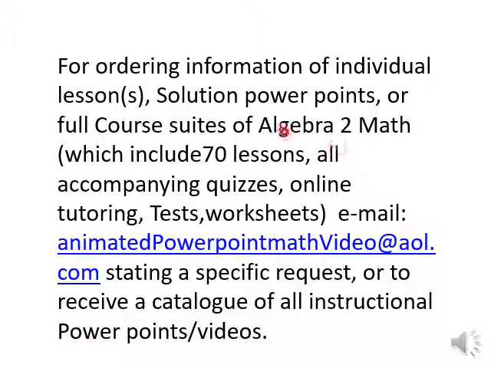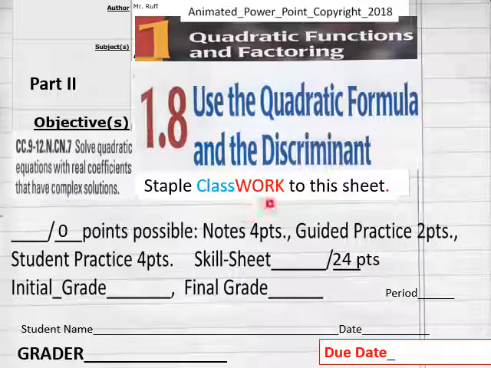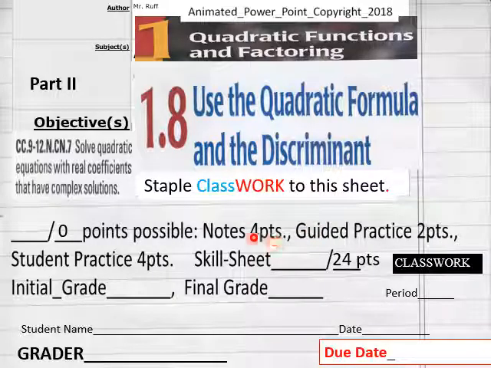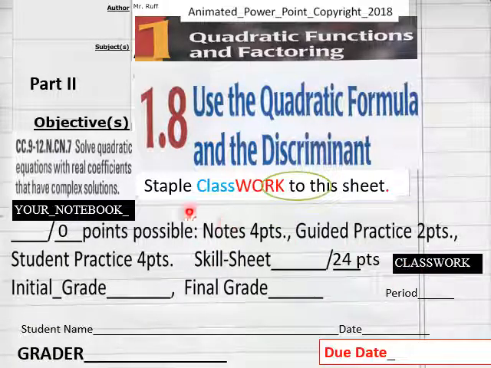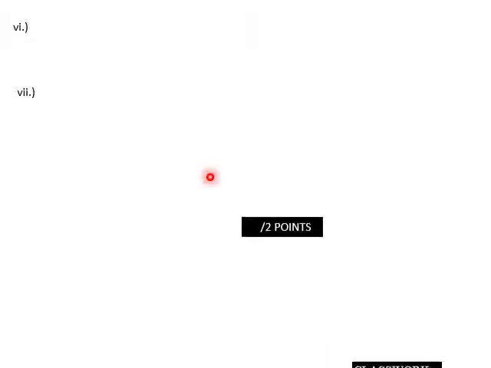Hello everybody, getting ready to do Algebra 2 1.8 Part 2 today of Algebra 2 Math. And we have a 24-point skill sheet today for classwork. And then we have 0 points for note-taking today. Use the quadratic formula and the discriminant. Today's lesson.